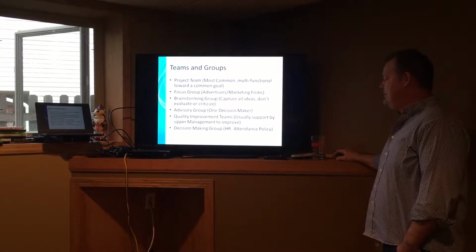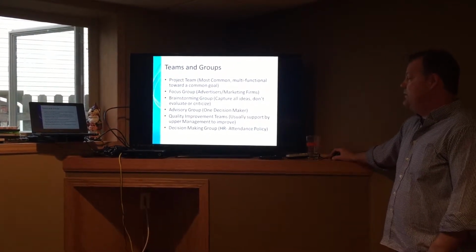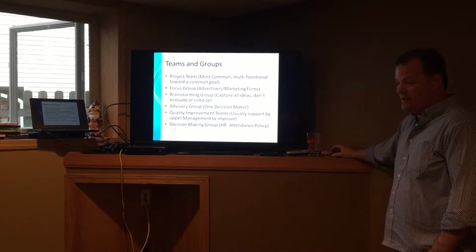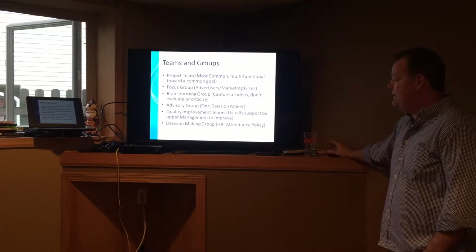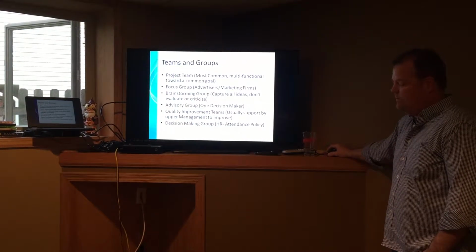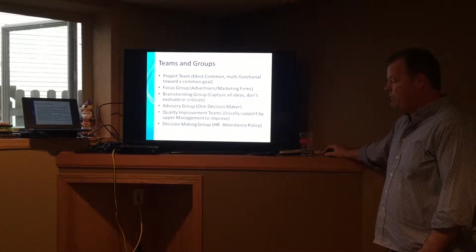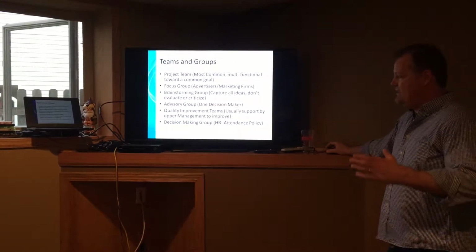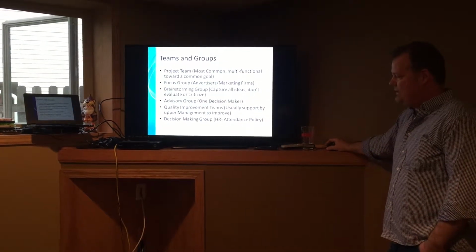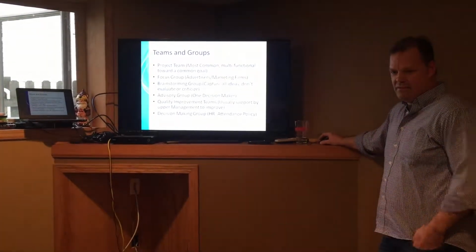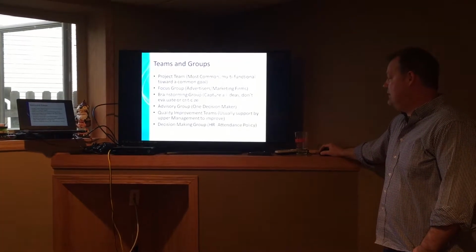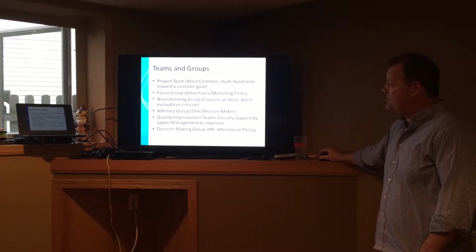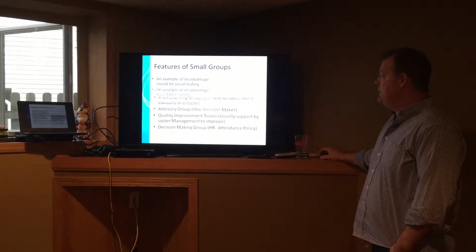Decision-making group, I was part of one of these as well, which was to generate policy for the corporation. In this instance, I had the benefit to rewrite the attendance policy for the corporation. So obviously the team has to be all one. There's not one decision maker. It's everybody that's adding to that endeavor. So those are some examples of teams and groups.